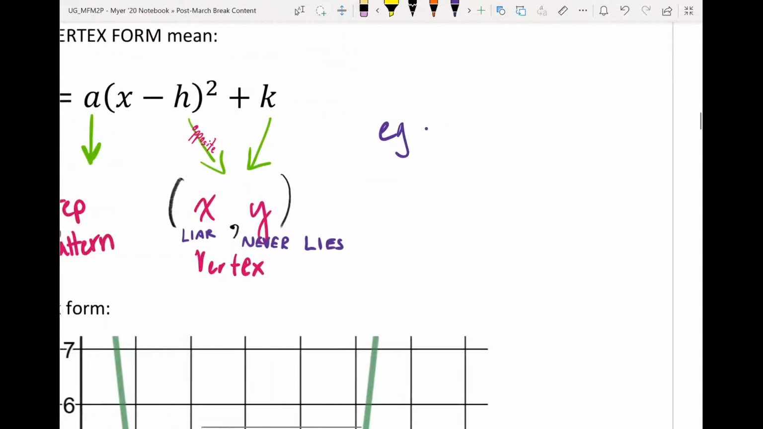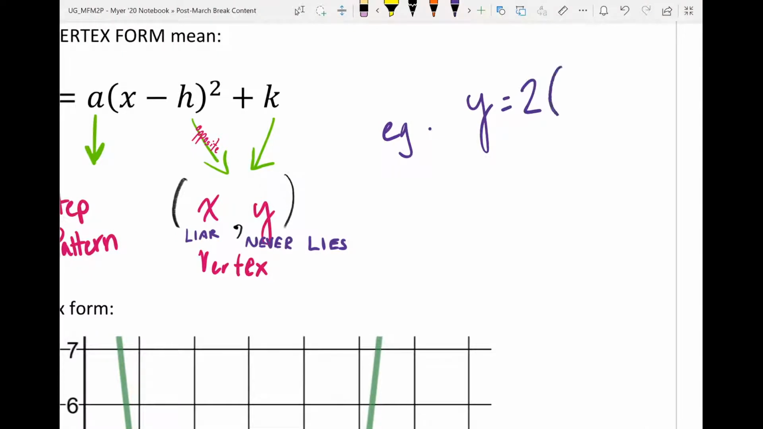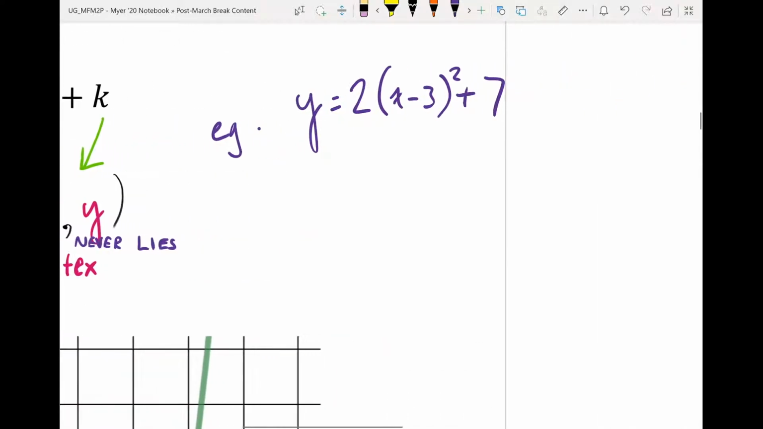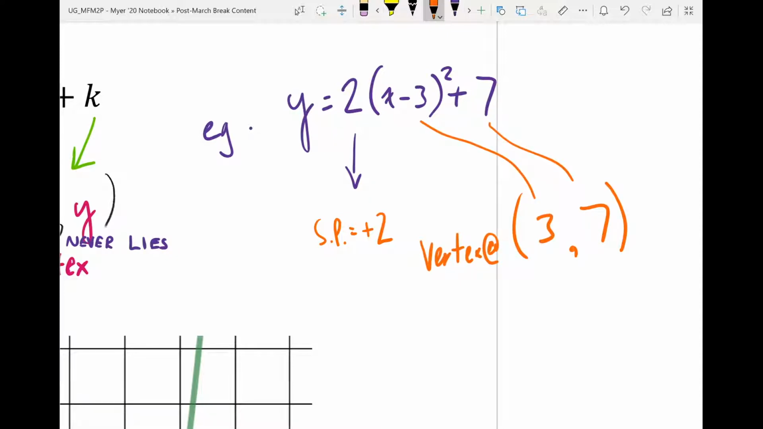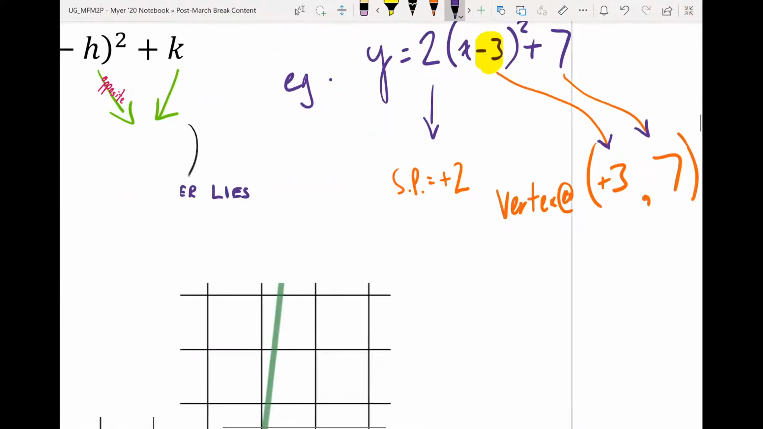So let's do an example. If I had y equals 2 times (x minus 3) squared plus 7, the step pattern would be positive 2, and the vertex would be at these coordinates: 7, because y never lies, and then 3, because it's x minus 3, it's positive 3 here, so it's the opposite. Right? So that vertex would be at (3, 7) with a step pattern of positive 2.